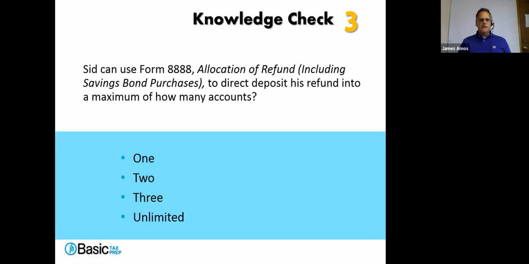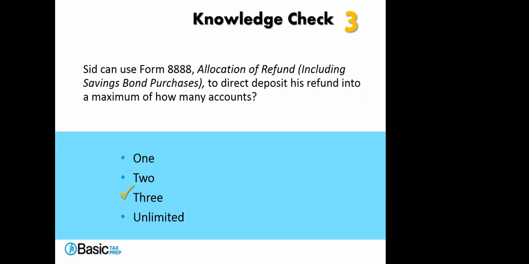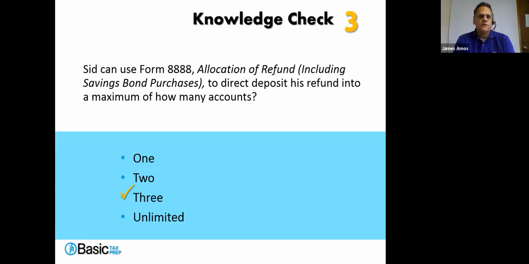Sid can use Form 8888, allocation of refund including saving bond purchases, to direct deposit his refund into a maximum of how many accounts? Unlimited? Nope. It's actually three. That's okay. We actually did not cover that. This is one of those things, if I had thrown it onto a slide, you wouldn't remember, so it's better to cover it here. Look, you can split your refund up into different accounts, but you're limited to 3 accounts. You can't go over 3.